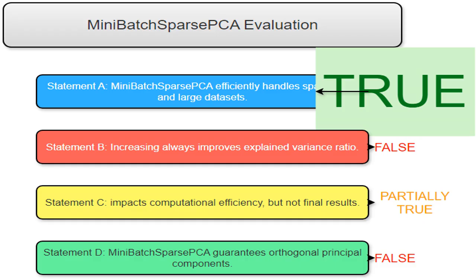I consider this false. Increasing the number of components, n_components, generally increases the explained variance, how much of the data's variation is captured. However, adding too many components might lead to overfitting, where you capture noise rather than genuine patterns in the data.